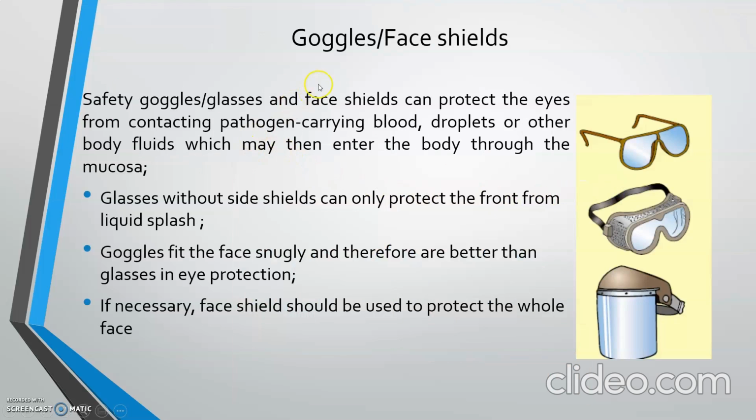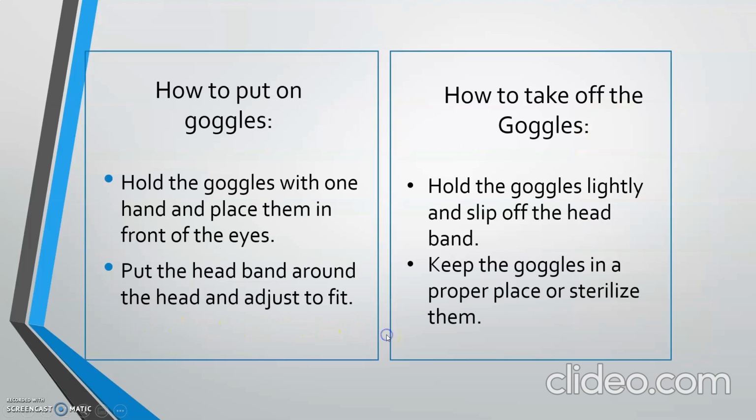Next protection is goggle or face shield. Safety goggle or glasses and face shields can protect the eyes from contacting pathogen, carrying blood, droplets or other body fluid which may then enter the body through the mucosa. Glasses without side shield can only protect the front from liquid splash. Goggles fit the face snugly and therefore are better than glasses in eye protection. If necessary, face shield should be used to protect the whole face.